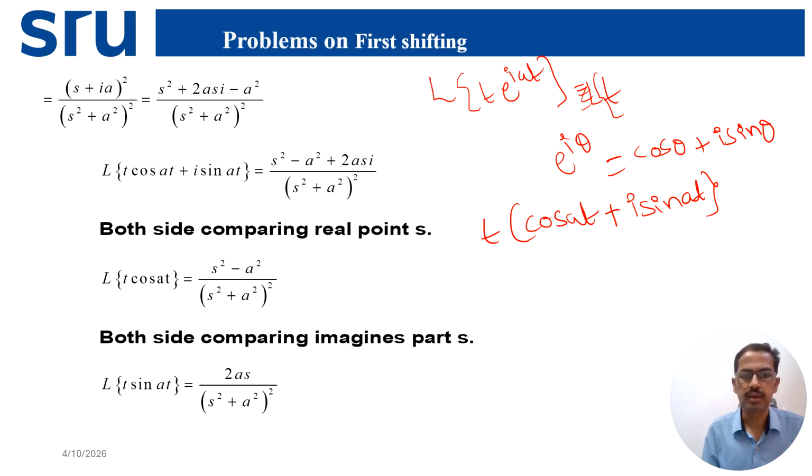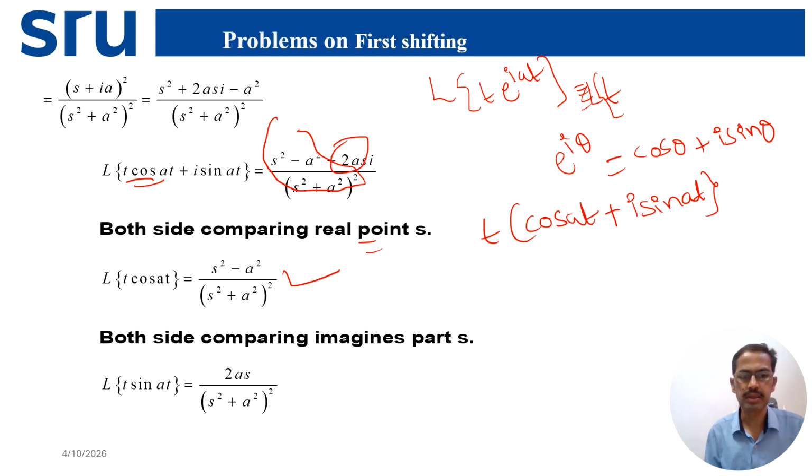Now just compare real parts. This is the real part and this is the imaginary part. Comparing the real and imaginary parts on both sides, what is the real part? Left hand side, t cos at. On the right hand side, the real part is (s square minus a square) by (s square plus a square) whole square.